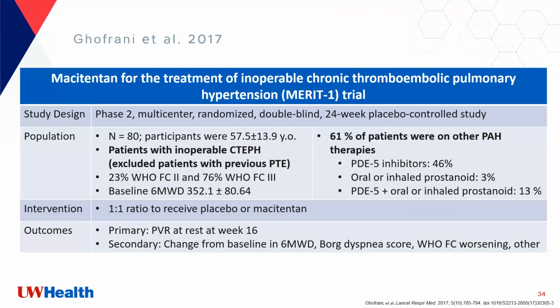Their primary outcome, unlike the previous study, which used 6-minute walk distance, was pulmonary vascular resistance at week 16. For their secondary outcomes, they included changes from baseline in 6-minute walk distance, dyspnea score, WHO functional class worsening, and other secondary outcomes.